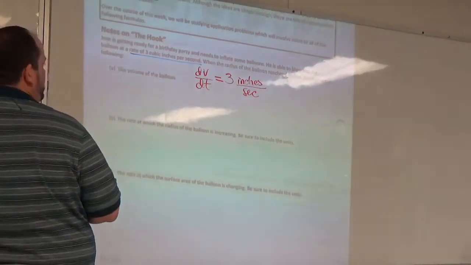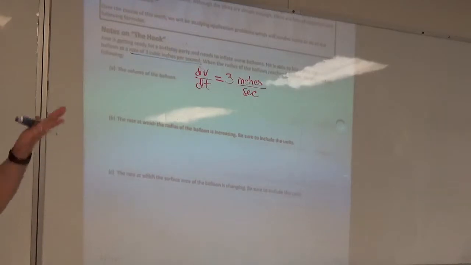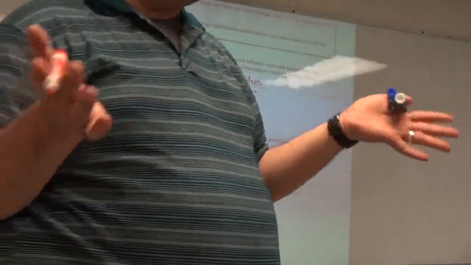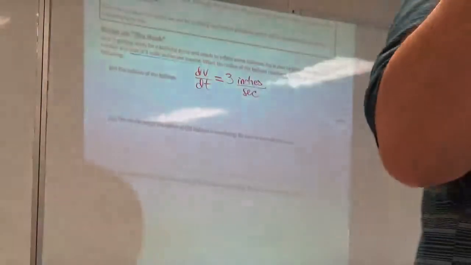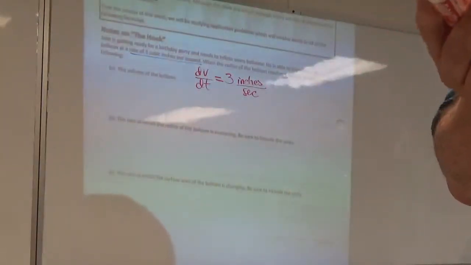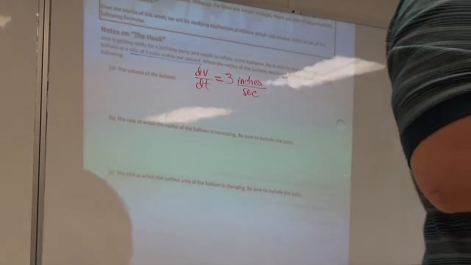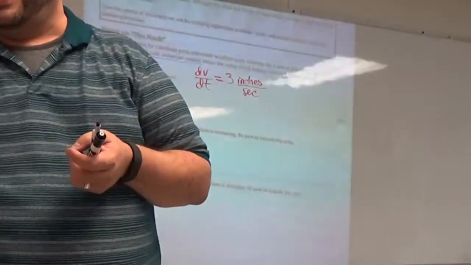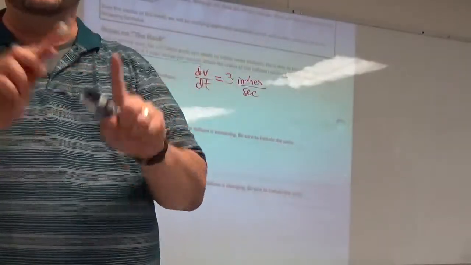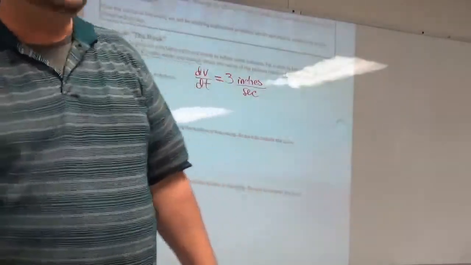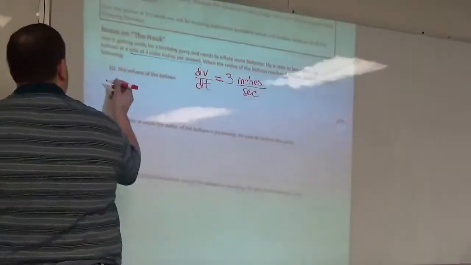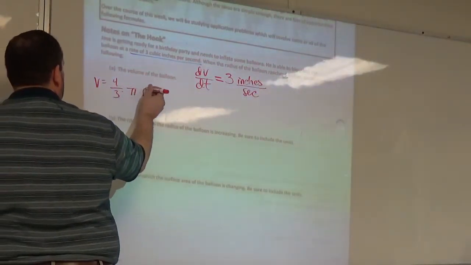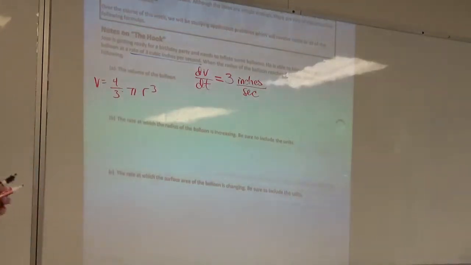Part A, what's the volume of the balloon? This is where we're going to need some geometry stuff. Anybody know how to find the volume of a sphere? I think the answer is no. Good news. I'm generally going to give you the formula. So the volume is going to be 4/3 times pi times r cubed.